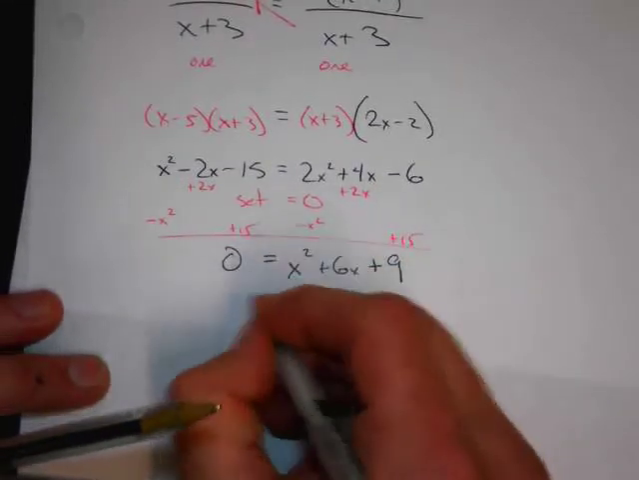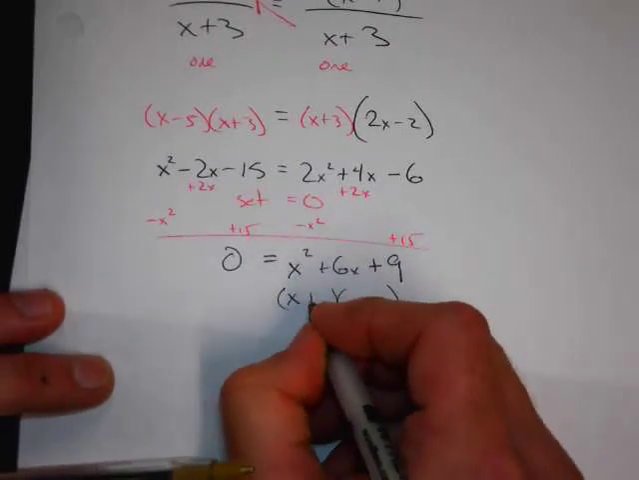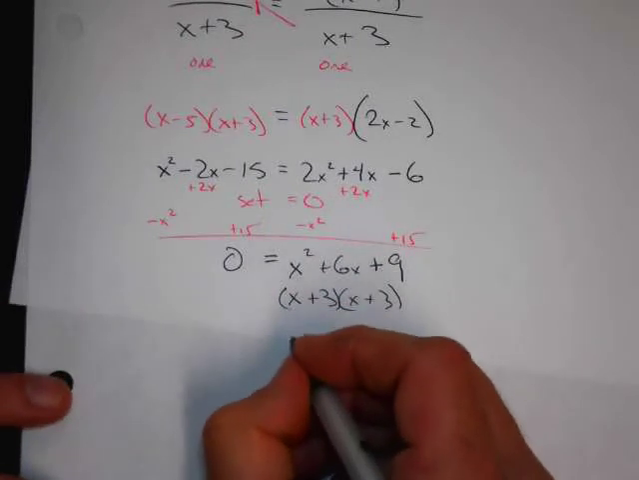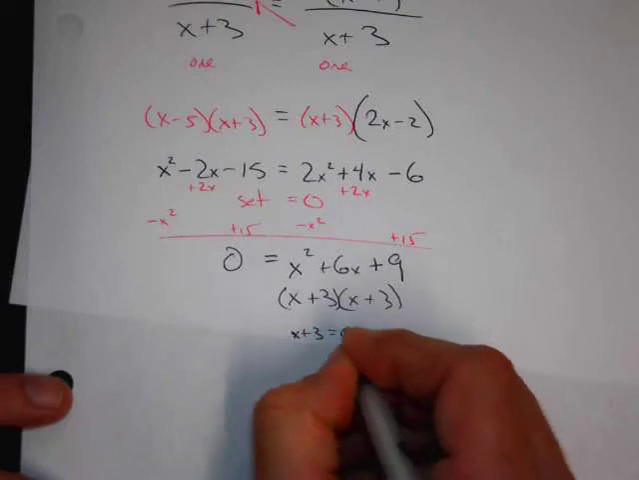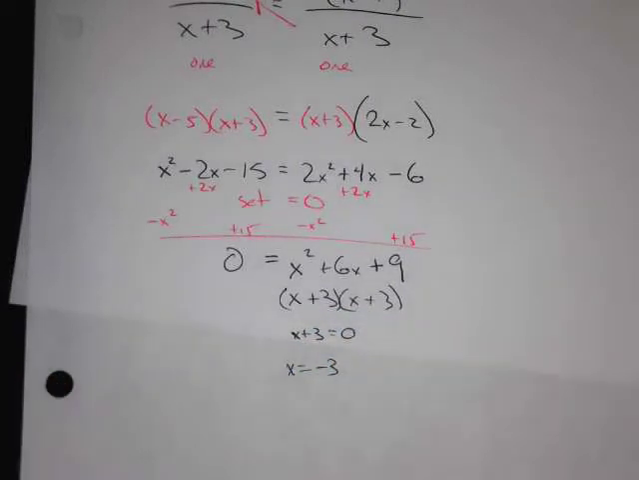Now I have my right-hand side. I can factor this. And if you remember factoring, this will be x plus 3 times x plus 3. It's a perfect square, right? And now I set it equal to 0. x plus 3 will equal 0. Therefore, x equals negative 3. This is the hard way of doing it, right?